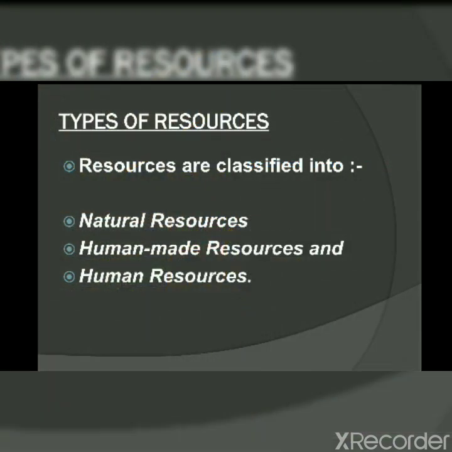Resources are classified into natural resources, human-made resources and human resources. So there are three kinds of resources: natural resources, human-made resources and human resources. We'll discuss them one by one. Let us first talk about natural resources.